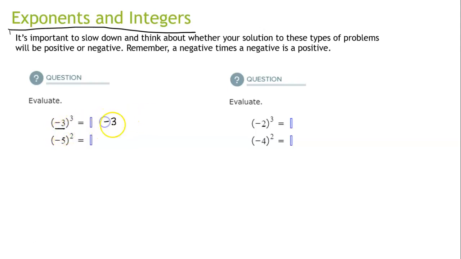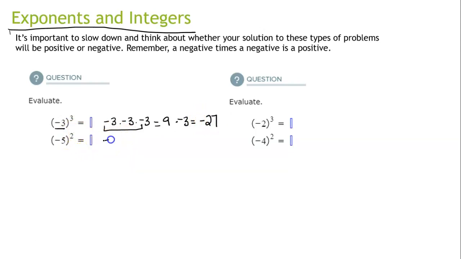So this means negative 3 times negative 3 times negative 3. Well, if we do the first two together, negative 3 times negative 3 becomes positive 9 because a negative times a negative is a positive. But then we've got this other times negative 3, so my answer becomes negative 27.